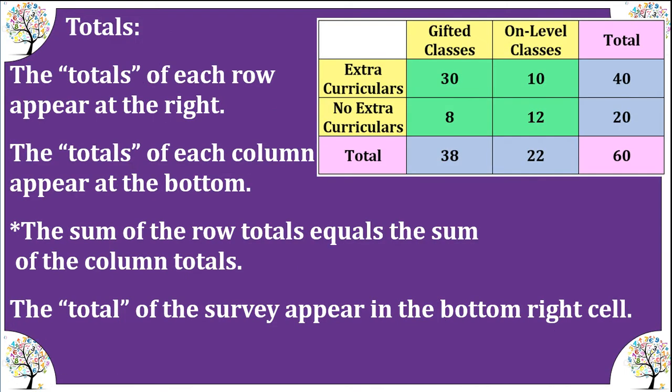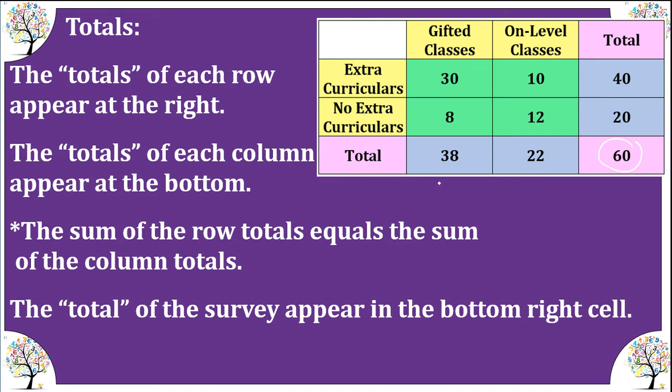So let's talk about the parts of a two-way table. Again, our categories along the top make columns, and then we have categories along the left that create rows. And let's take a look. We have several totals here. So here at the bottom right, this total is the total amount of people that were surveyed. So we have 60 students that we surveyed.